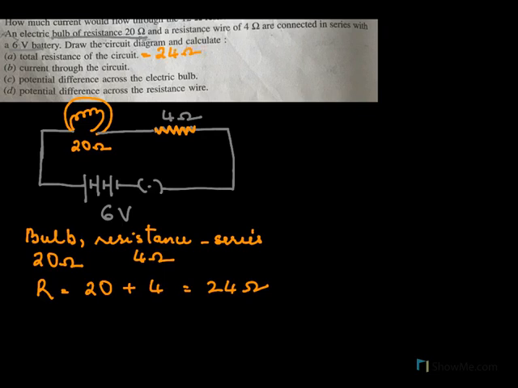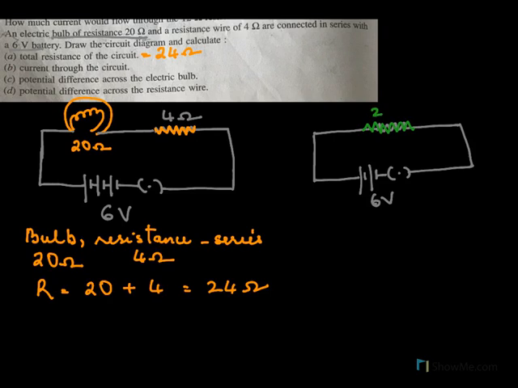Now we need to find the current of the circuit. To find the current of the circuit, I will draw the diagram again. My diagram now, I will just make one resistance and my battery here, which is 6 volts. Now this resistance will be the resultant of 20 and 4. So this will be 24 ohms.